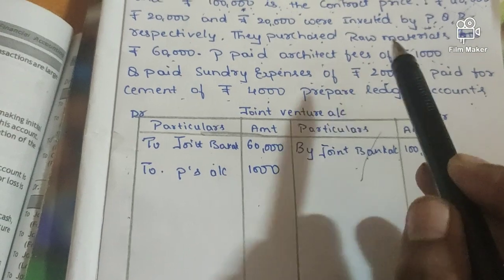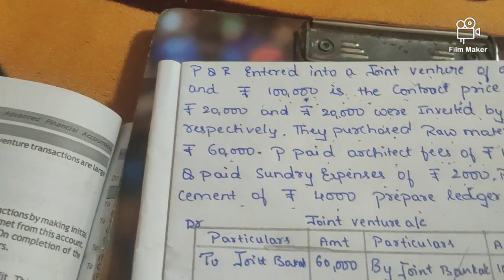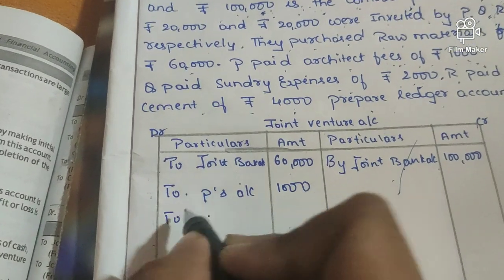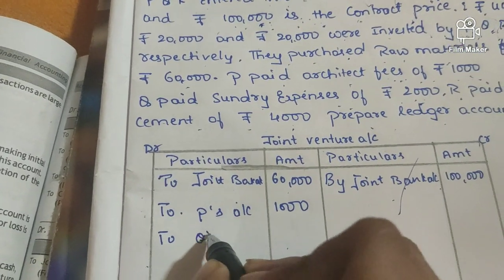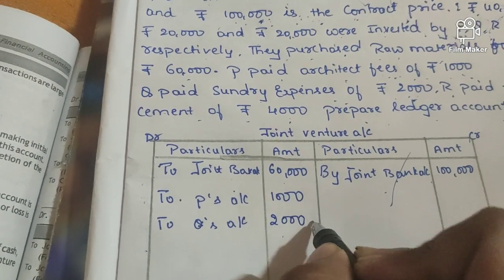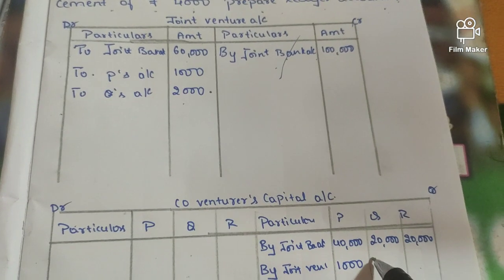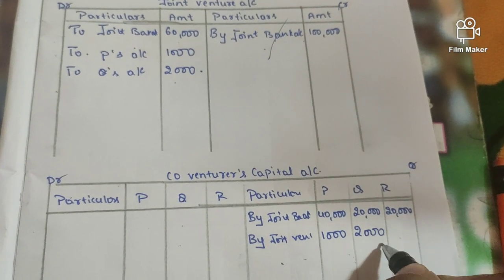Then the entry will be joint venture account debit to Q's account. Okay. So under joint venture account debit side, we will mention it as to Q's account. How much is he paying? He is paying rupees 2000. So here under Q account, we will mention it as 2000 rupees.